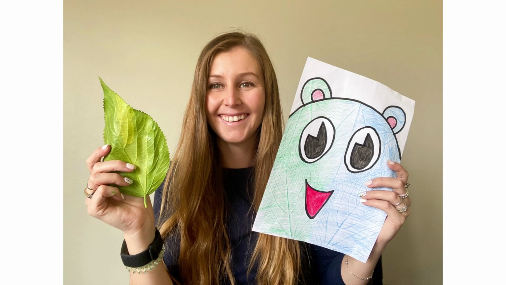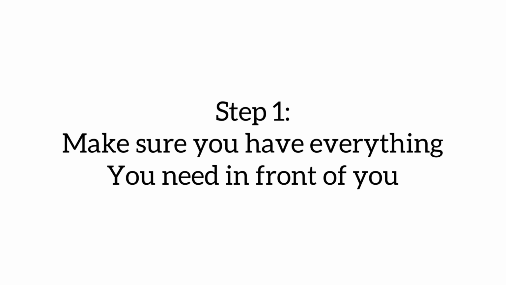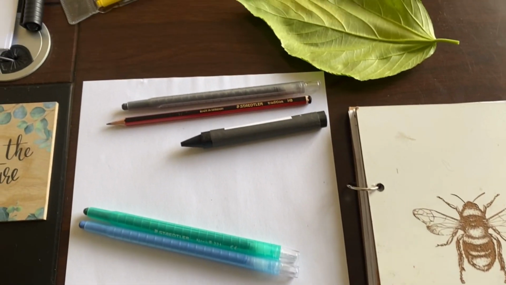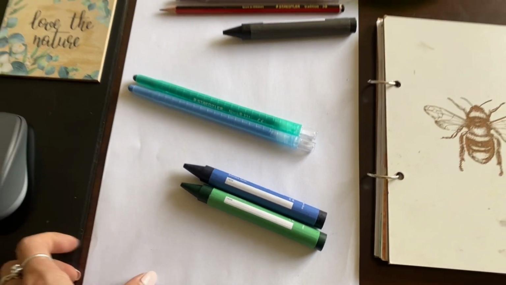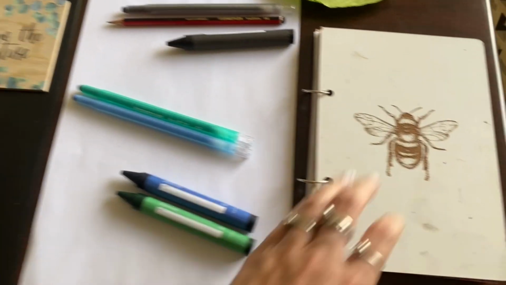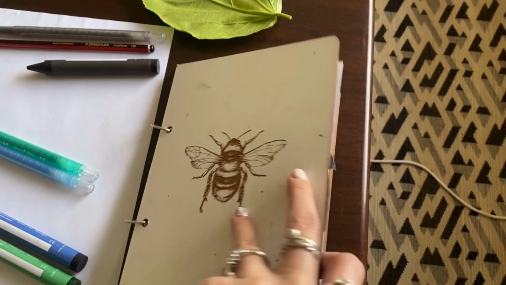Now it's time to make our monster. Let's get started. Step 1. Make sure you have everything you need in front of you. These are the things you are going to need for the lesson. We're going to need a piece of paper. It doesn't matter if it's not big like this one. It can be small like the ones found in this little book.